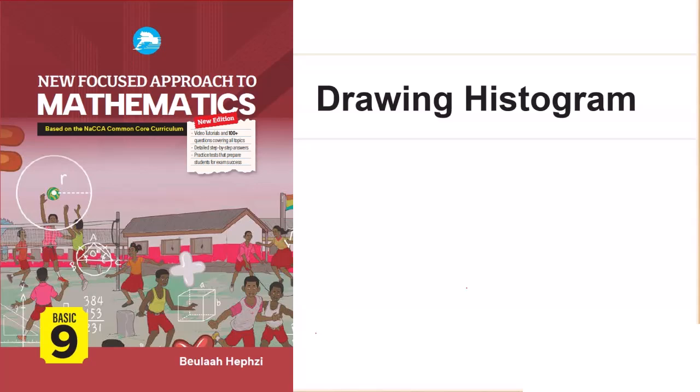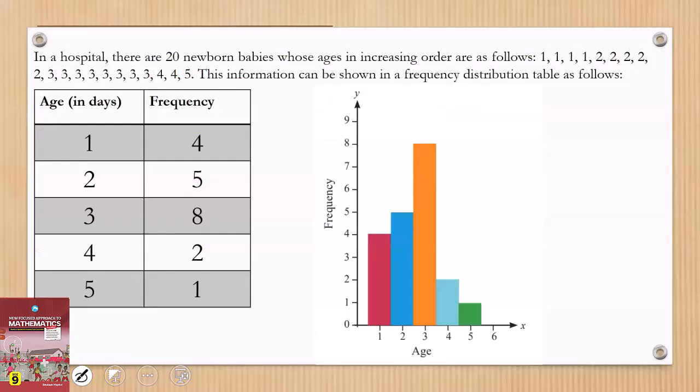Drawing histogram. When we talk of histogram, it's all about doing graphical representation of data, and one graphical method is the histogram. This is a sample of histogram that you can see here. This histogram came as a result of a question that reads: in a hospital, there are 20 newborn babies whose ages in increasing order are as follows. So those born in day 1, day 2, day 3, and so on and so forth.